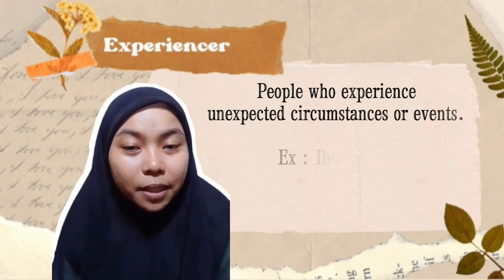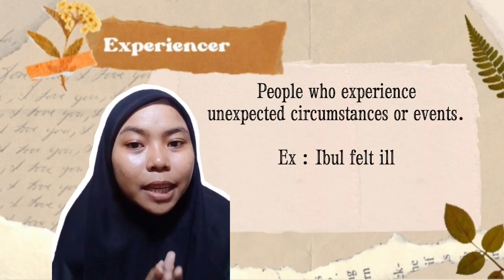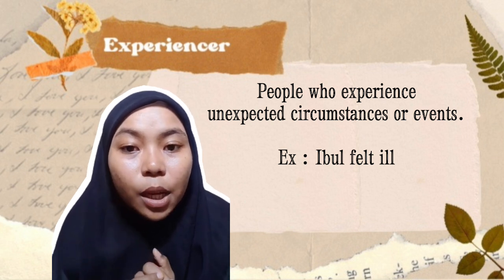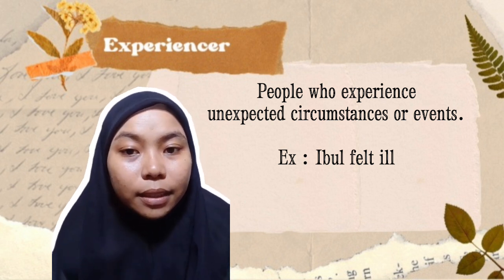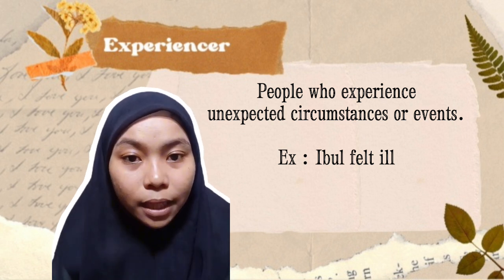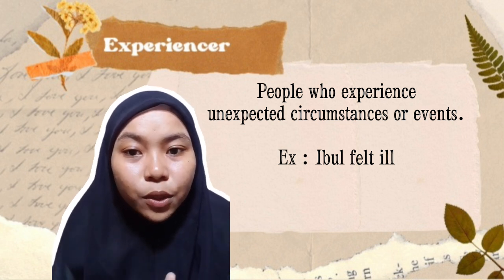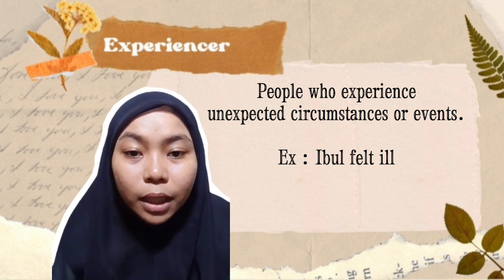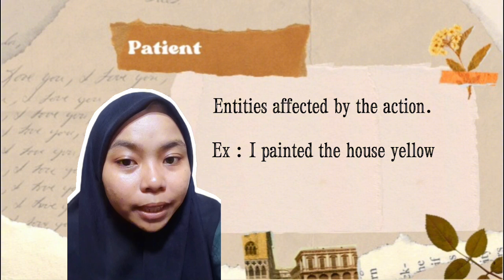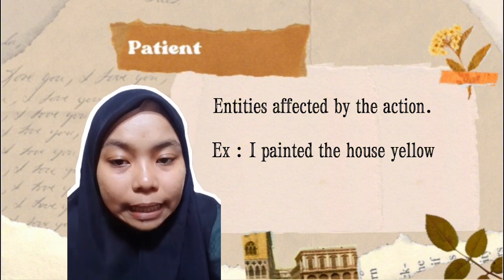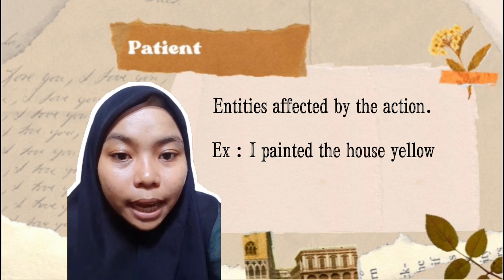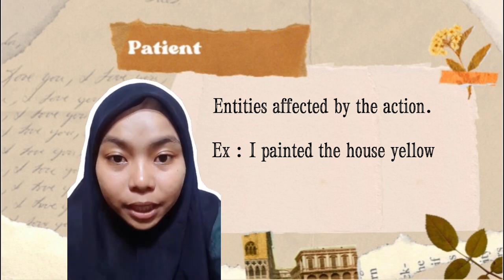Then, experiencer. People who experience an unexpected circumstance or event. Example: Ibu fell ill. In this example, Ibu doesn't want to get sick, but the unexpected event of getting sick is called an experiencer. Then, patient. This is the entity affected by the action. Example: I painted the house yellow. The house is the object of the action.